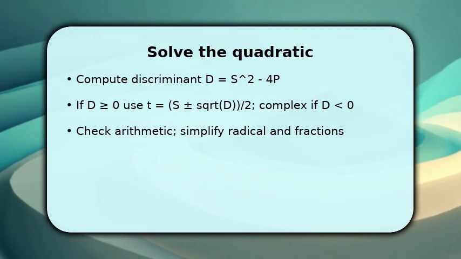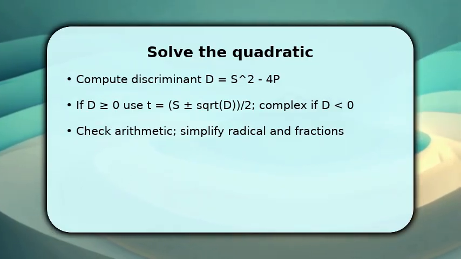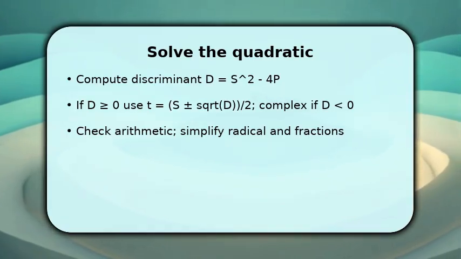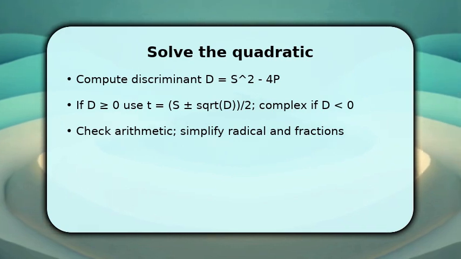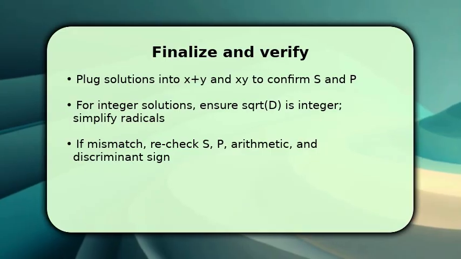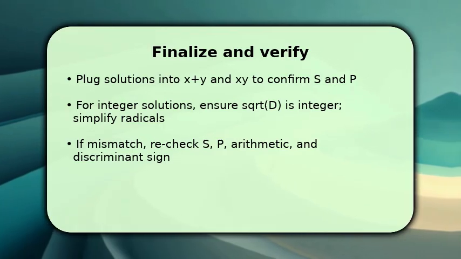Make sure to simplify the square root and reduce fractions so the answers are clear. Once you have both t values, label them x and y, and verify they sum to s and multiply to p. Finish by substituting your found values back into x plus y and xy to confirm they return s and p. This double check prevents simple mistakes.